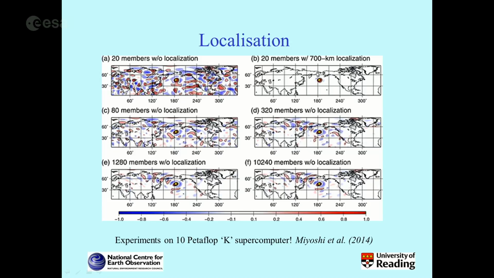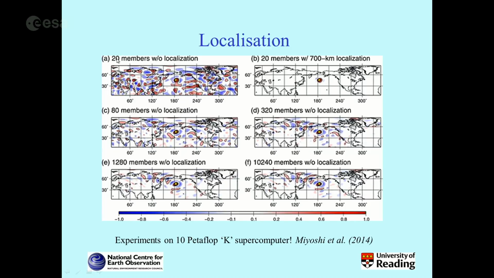And when we use this localization, we get rid of all the noise, and we just keep the signal we want. So what we've done is just set to 0 everything outside a certain radius. But is that the right thing to do? Because they have a huge supercomputer here in Japan, a 10 petaflop computer, what they tried is increasing the number of members without localization.